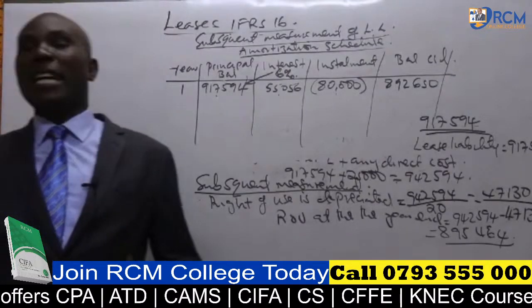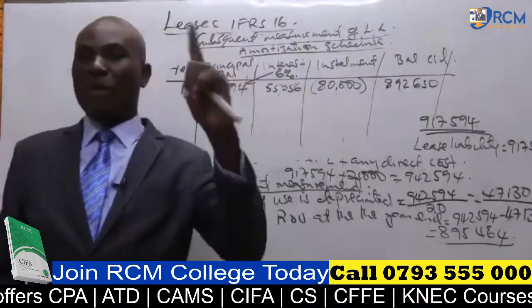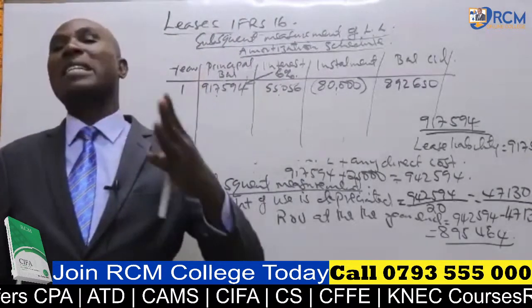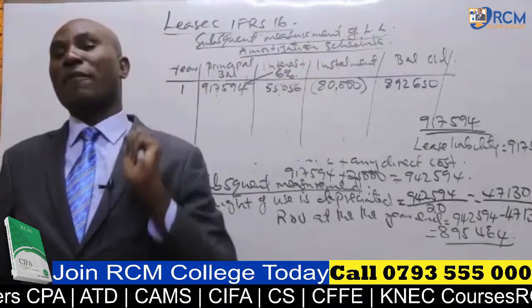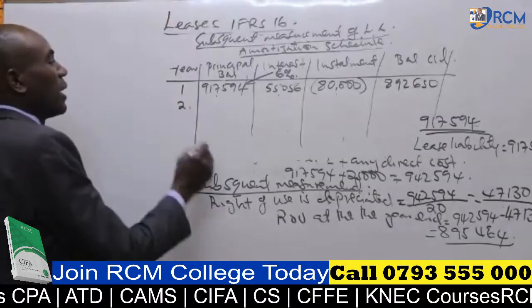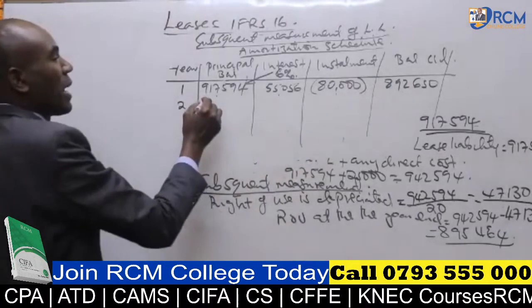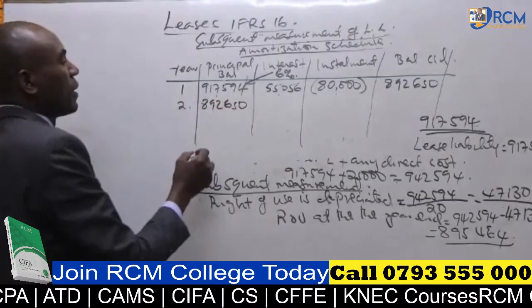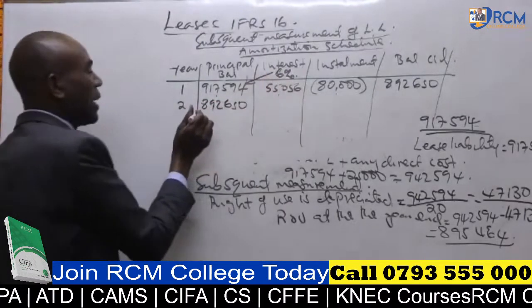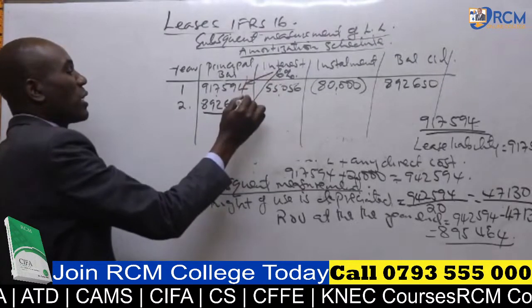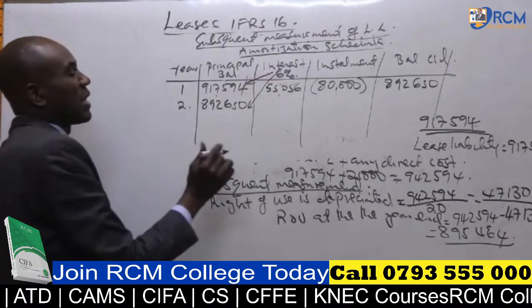But I said, examiner may want that 1 year. But I said, and I repeat, if payments are made in arrears, always prepare for 2 years. Therefore, we call for year 2. Year 2 now, this is my principal balance, 892,650. Interest we charge on this balance.